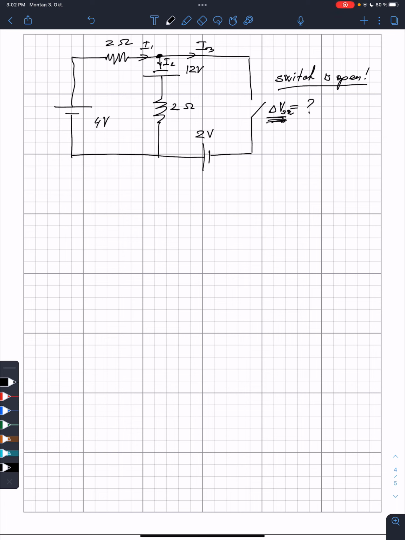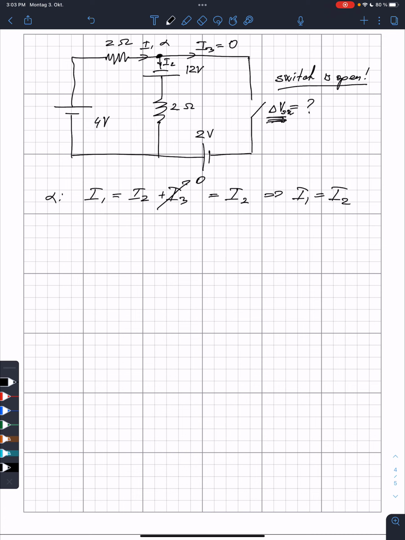So I actually can say something about the current I3 right away. Since the switch is open, the current has nowhere to flow. So I3 is just 0. Therefore the current rule for that node is easy to write. I1 is the only incoming current. The outgoing currents are I2 plus I3, but I3 is 0. So therefore it is just I2, in other words, I1 equals I2.